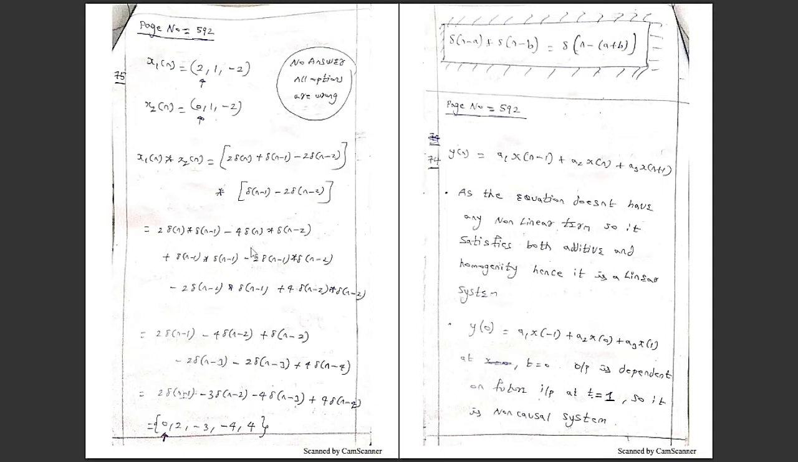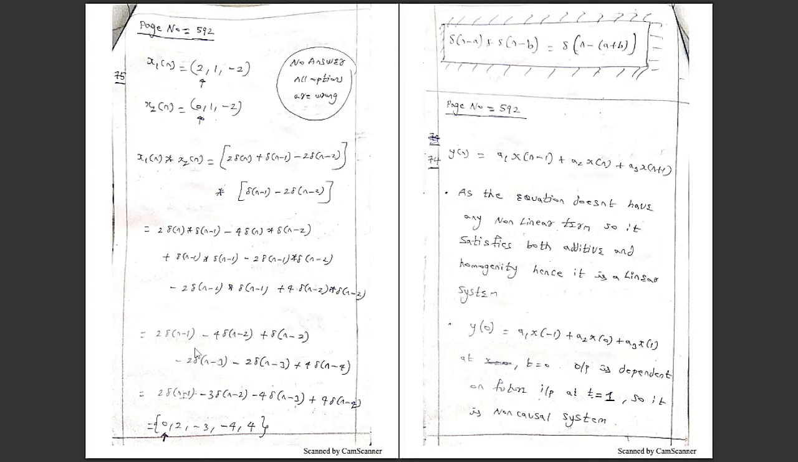So you have to do this by using the property which is delta of n minus a convolution of delta of n minus b is equal to delta of n minus of a plus b. So this is the formula that you always have to use in order to make the simplification. This is the property that you have to use in order to simplify this one. So finally you are going to get in this format.